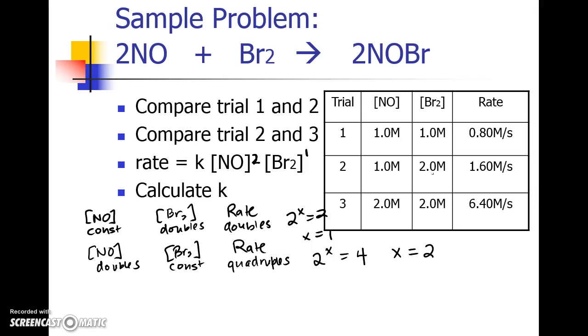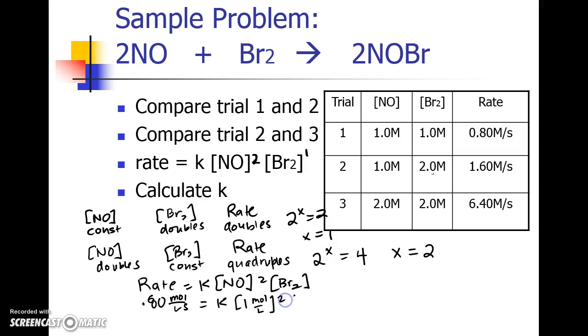Again, we're going to solve for our constant. So rate is equal to K NO squared Br2. I'm going to go ahead and pick my first trial. 0.80 moles per liter second is equal to K times 1 mole per liter squared and 1 mole per liter. And so K is equal to 0.80.